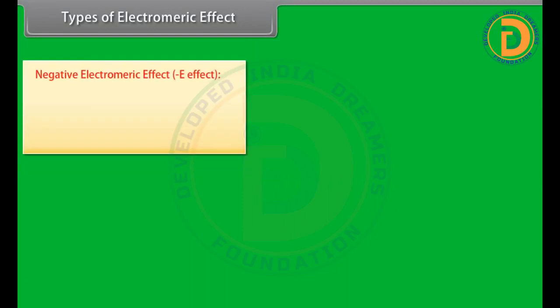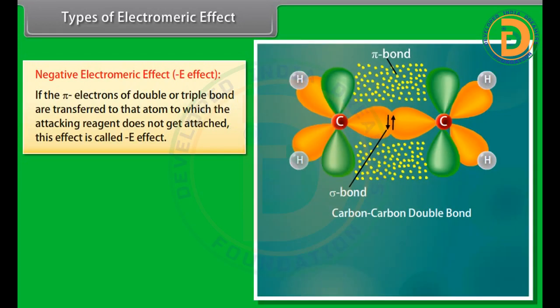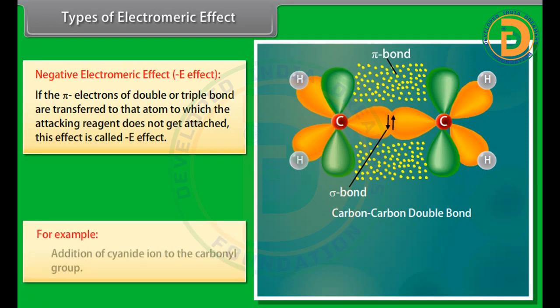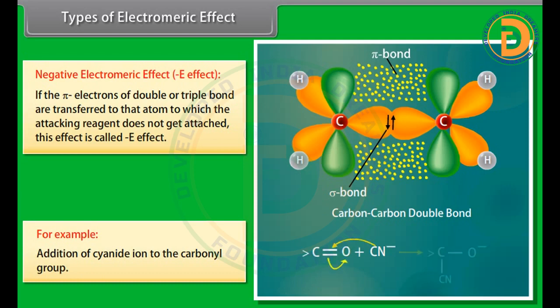Negative electromeric effect, negative E effect. If the pi electrons of the double or triple bond are transferred to that atom to which the attacking reagent does not get attached, this effect is called negative electromeric effect. For example, addition of cyanide ion to the carbonyl group.